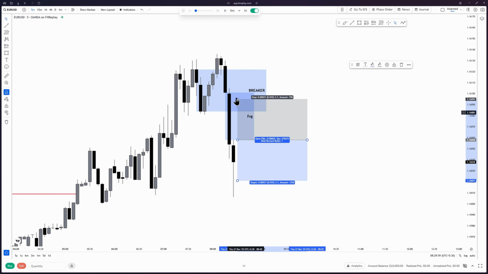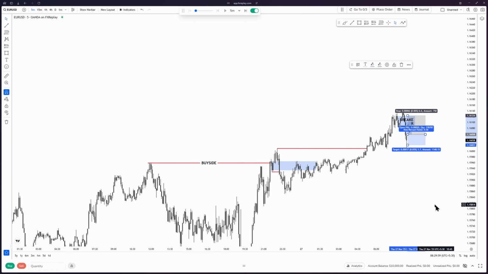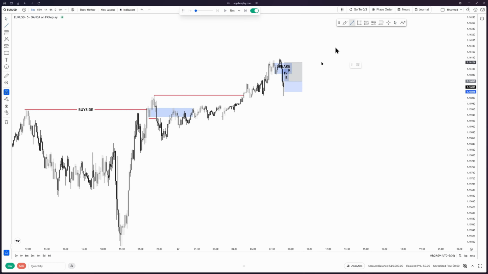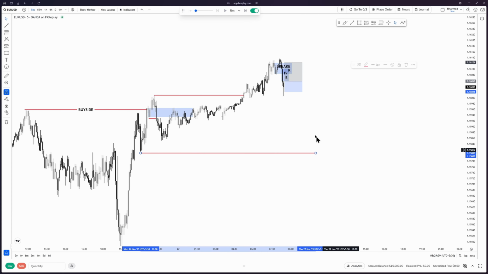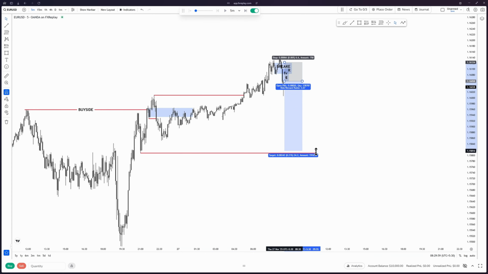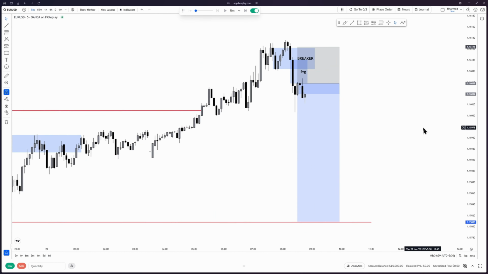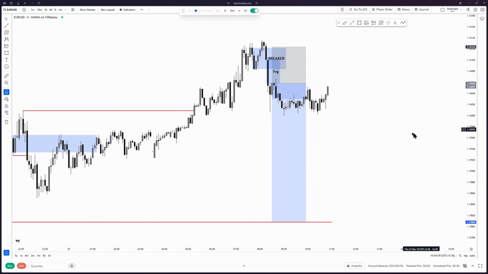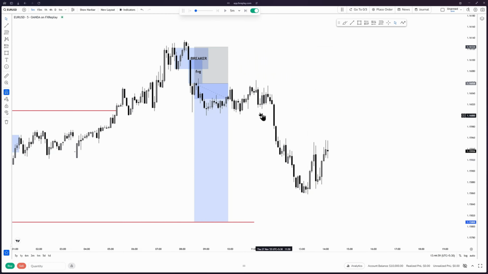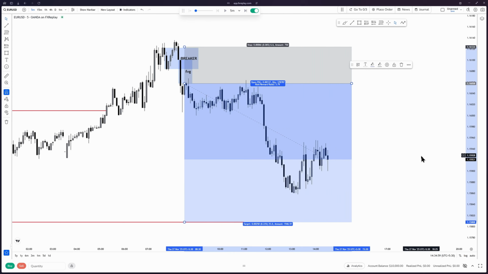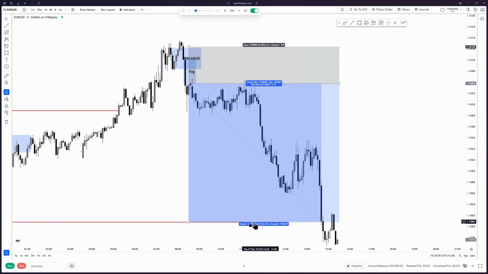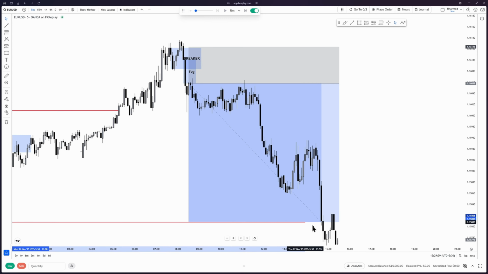We now enter on this fair value gap, place our stop just above the breaker, and for the target, we mark the recent swing low as our sell-side liquidity. As I said earlier, we will only use the recent swing highs and lows as our targets. Now let's set our target and let's see what happens. The market immediately triggers our order and starts displacing to the downside. Notice how price continues breaking below the lows, and finally, it delivers a clean target.